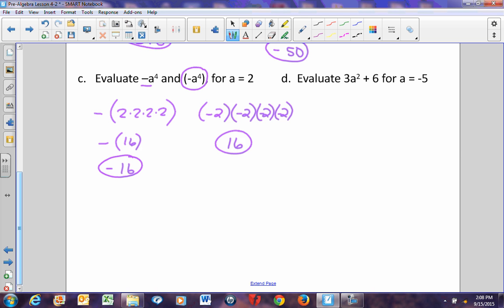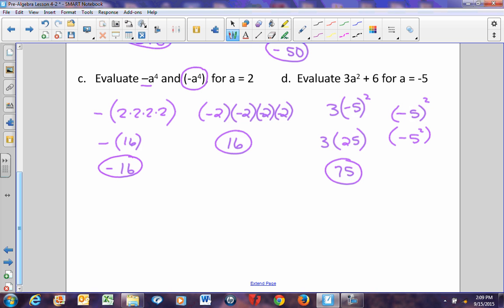Look at letter B here. Evaluate 3a squared plus 6 for a equaling negative 5. So we're going to have 3 times negative 5 squared. And by the way, negative 5 quantity squared that way, and negative 5 squared this way mean exactly the same thing. You have to pay attention to the fact that they want you to. It's when they don't have parentheses that you have to worry about. So this is saying negative 5 squared, which is 25, so I'm going to have 3 times 25, which happens to be 75.